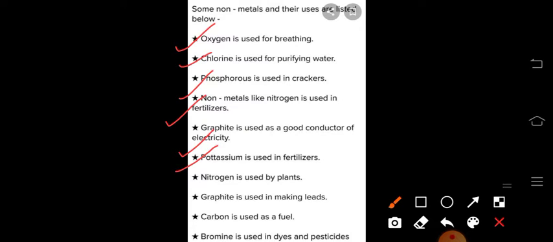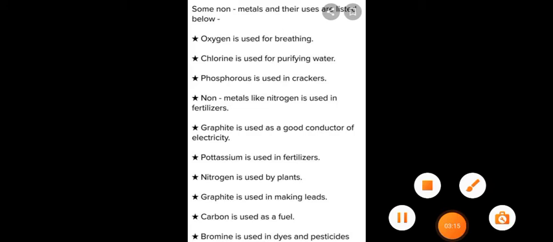Here graphite is a non-metal but we are using it in electricity. Okay. Potassium is used in fertilizers. Nitrogen is used by plants. Graphite is used for making leads. Obviously, your pencil leads are of graphite only. Carbon is used as a fuel. Bromine is used in dyes and pesticides. So these are the uses of non-metals.